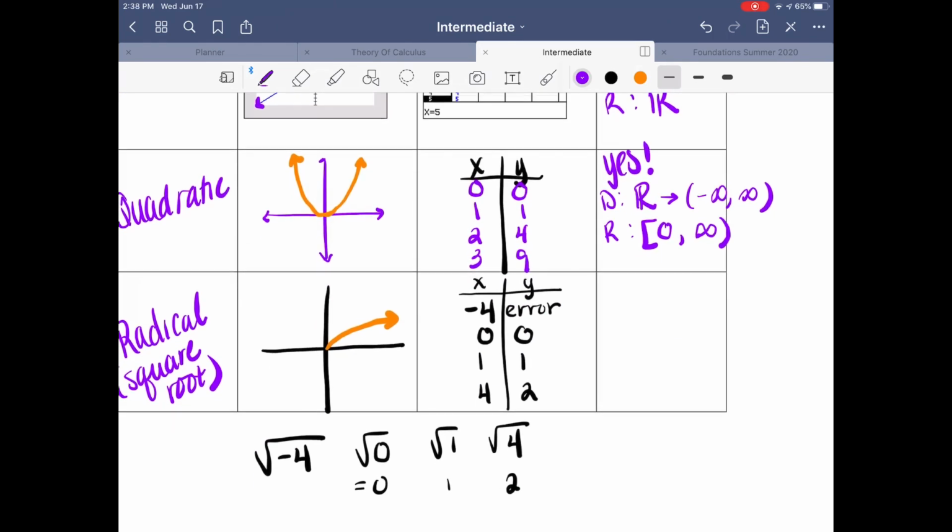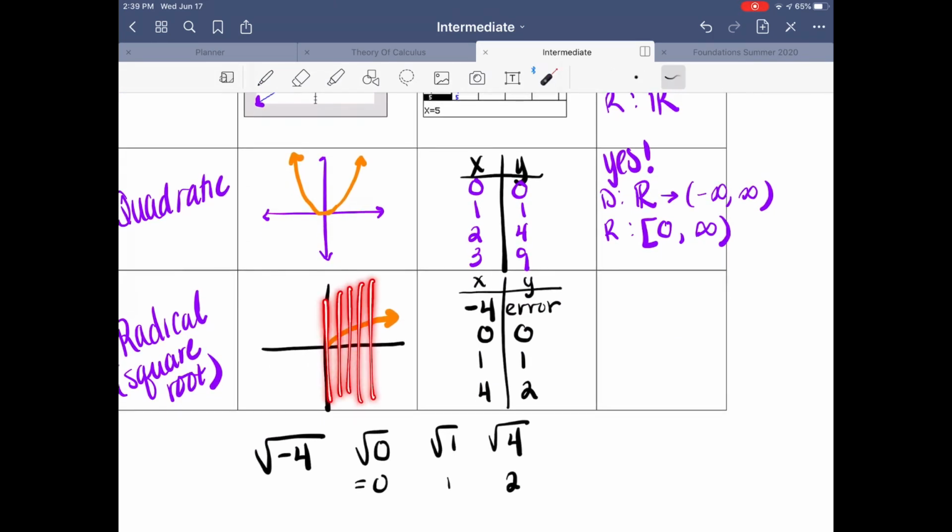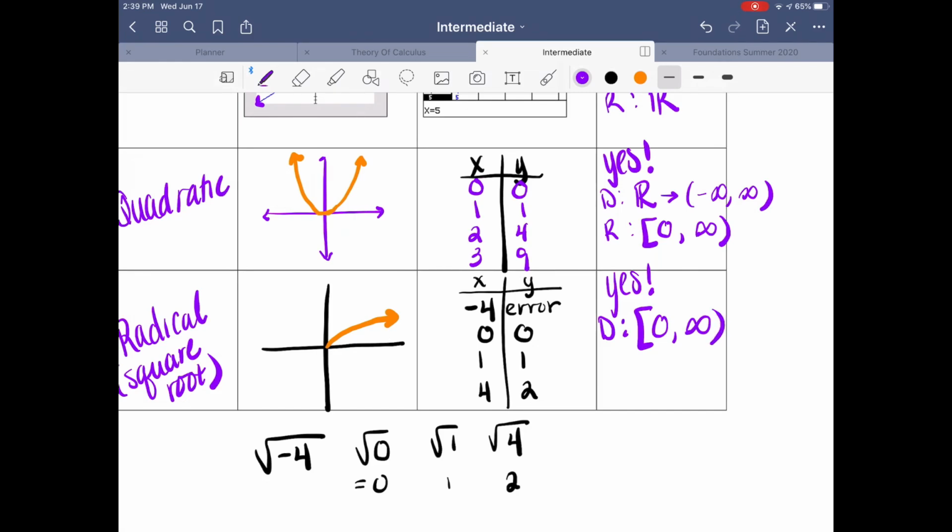And then the square root function, if we did a vertical line test, it does not overlap anywhere, so yes, it is a function. Domain, the only place I see x's is on this side of the graph. So from here over are possible x values. 0 to positive infinity. And the range, I have the same situation. It's here, and then if this were to keep being drawn, it would go up and up and up. So it's also 0 to infinity.